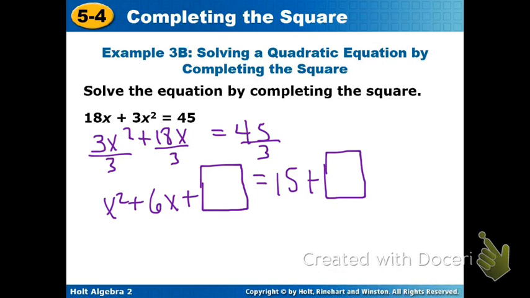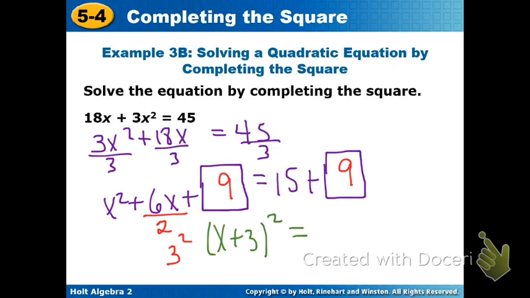All right, what are you going to do next? We're going to complete the square. Yes, yes. So you divide your 6 by 2, and you get what? 3. So that's the root. So what's his square? So there's your square. Okay. Now, your x squared plus 6x plus 9, what does that look like as his binomial? X plus 3 squared. Okay, 15 plus 9? 24. Okay.